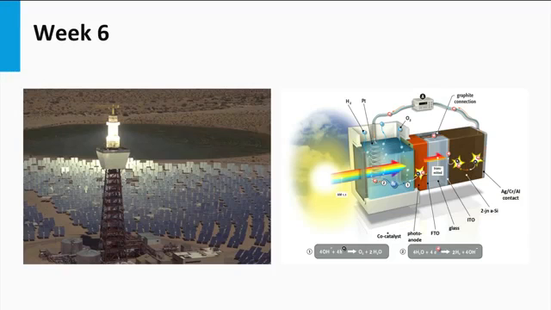In week 6, the future generation concepts are discussed which are supposed to beat the Shockley-Queisser efficiency limit of a single junction solar cell. Secondly, I will introduce you to the solar heat and concentrated solar power technology. Finally, we will talk about the solar fuel technology. Photoelectrochemical approaches will be discussed.